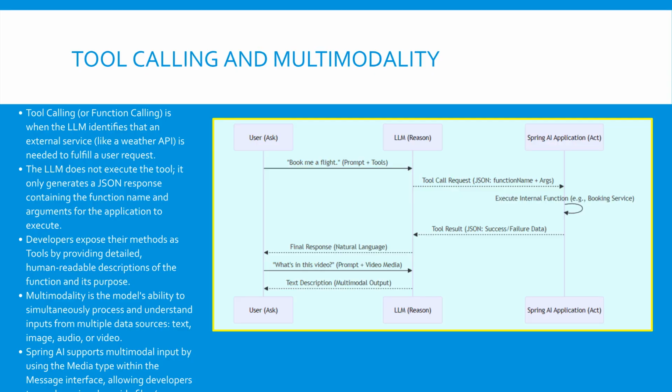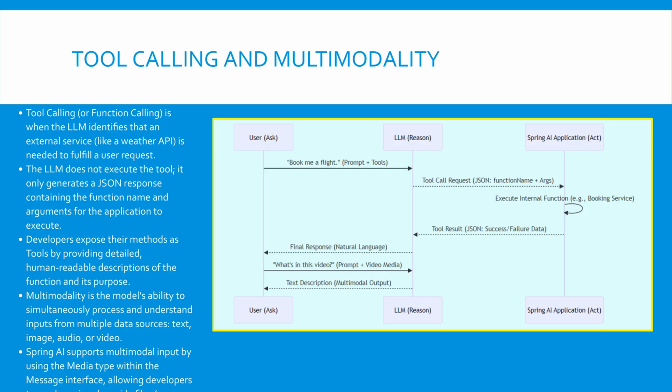Our final core concepts are tool calling and multimodality. Tool calling, also known as function calling, gives the AI the ability to interact with your application's real-world services. For instance, if a user asks, "What is the weather like in Boston?" the AI realizes it needs to call a weather API.